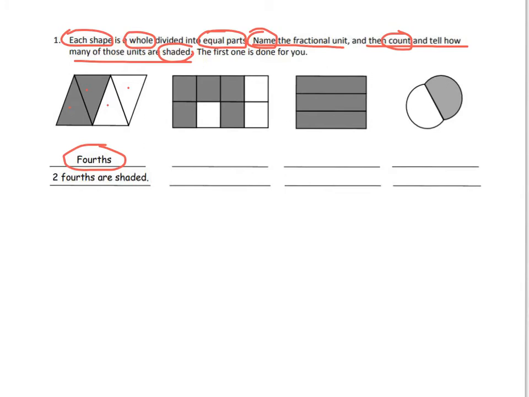Let's look at the second one. I need to name the fractional unit. Well, let's count. 1, 2, 3, 4, 5, 6, 7, 8. There are 8 altogether, so my fractional unit would be eighths. And they want me to name and tell how many of those units are shaded. Well, there's 1, 2, 3, 4, 5 that are shaded. So 5/8. And I'm going to leave my answer like that because of space. So 5/8.